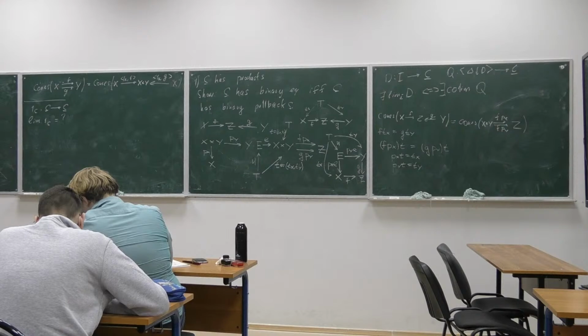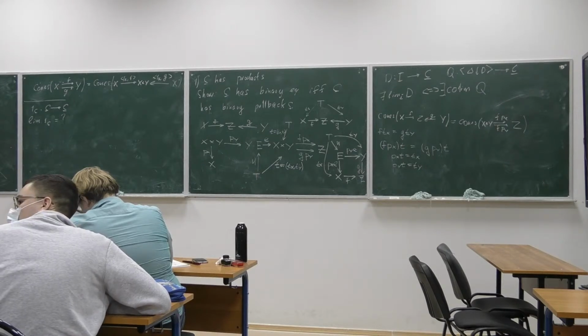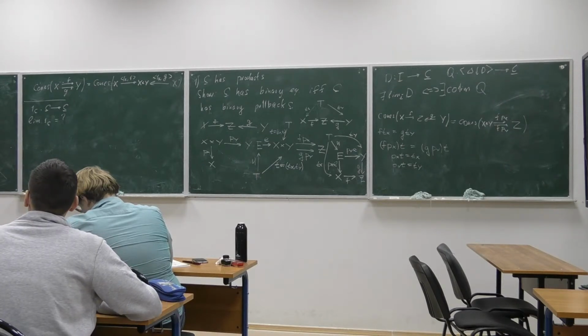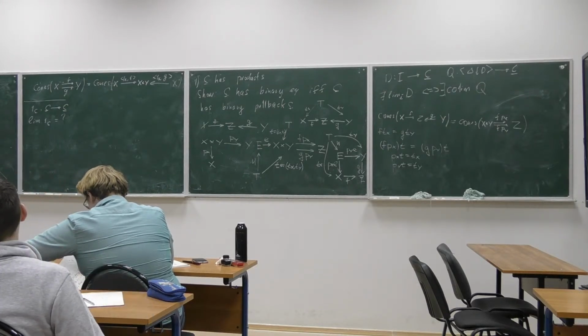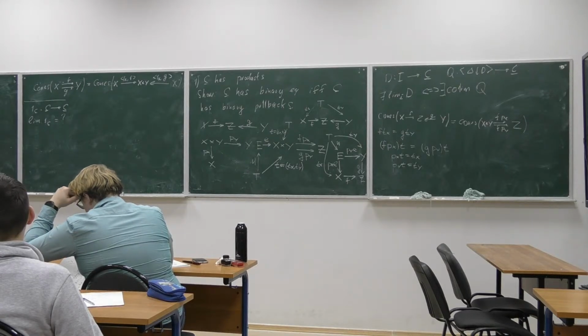Well, I think I have a sufficient condition, but I'm not sure that it is necessary. Okay, let's start with the answer. What's the answer? Well, if C has a zero object, then the zero object definitely suffices. But I'm not sure that this is necessary. It's definitely not necessary.